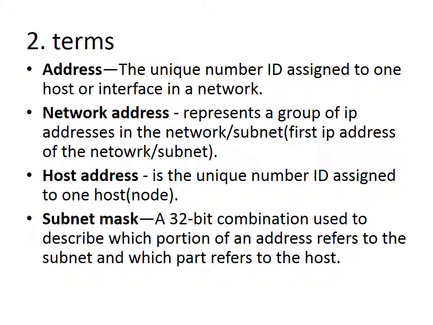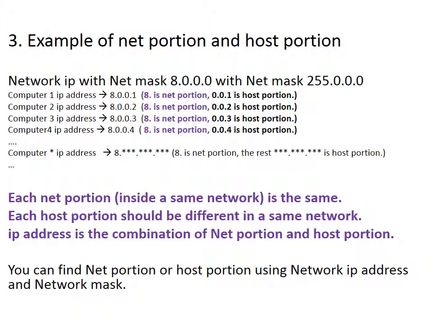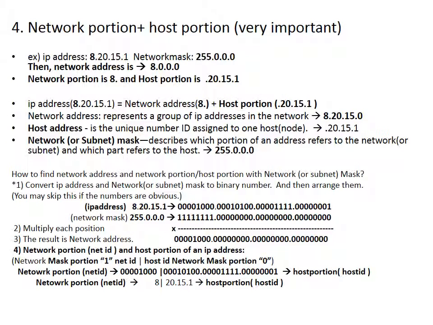You need to know these terms. The network portion, in the same network, should be the same number. However, each host portion should be unique in the same network. An IP address is the combination of the network portion and host portion. You can find the network portion or host portion using the network IP address and network mask. You can easily find the network portion because it is the same number inside a network by looking at several IP addresses in the network. However, you can also use the network, subnet, mask to find it.